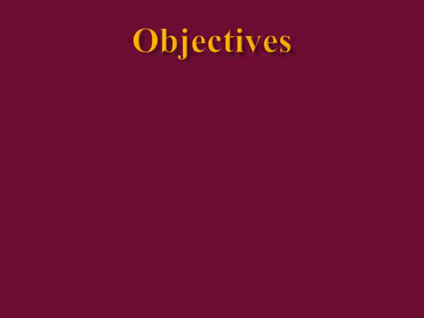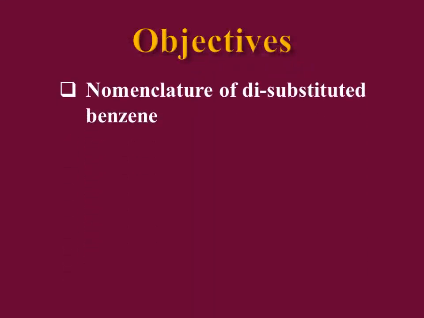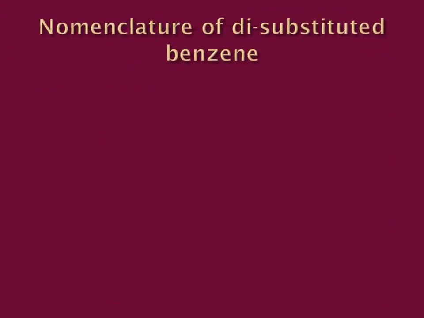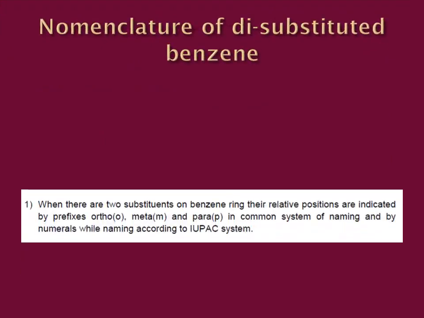The objectives of today's lecture will enable you to understand the nomenclature of disubstituted benzene, the physical properties, and the structure on the basis of molecular orbital theory, and we are going to discuss the concept of resonance. Students, let us start with the nomenclature of disubstituted benzene.